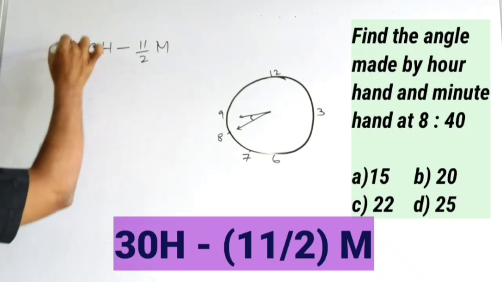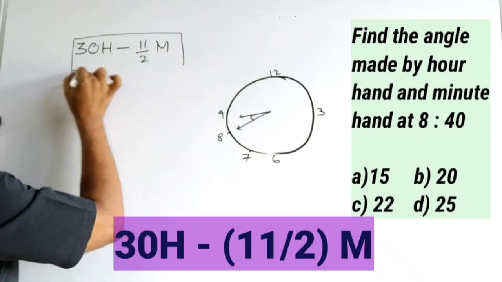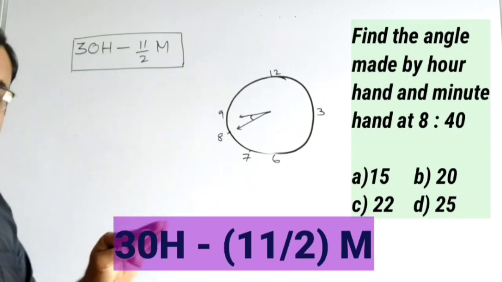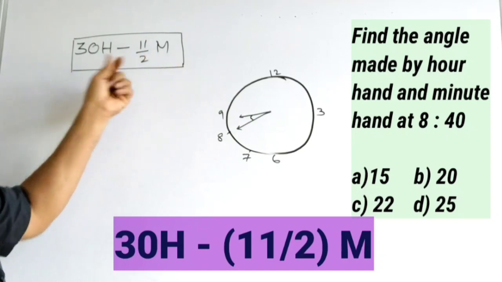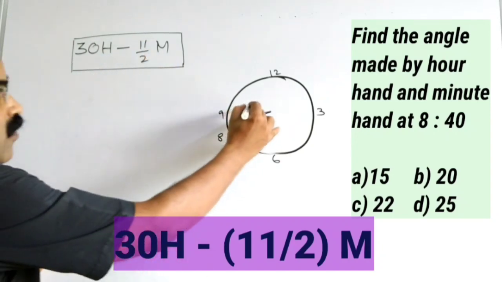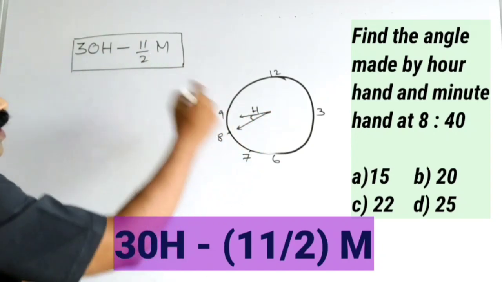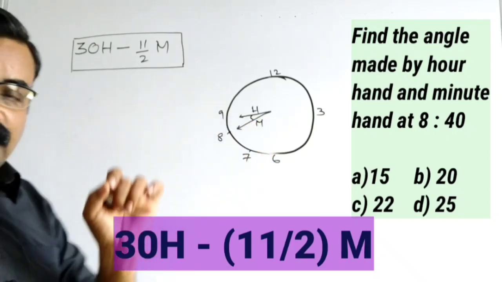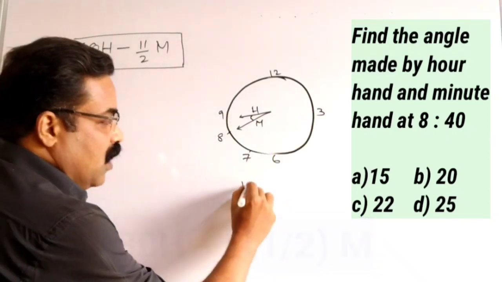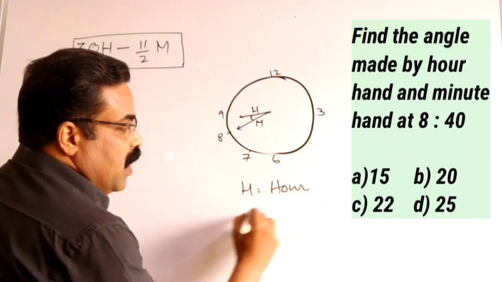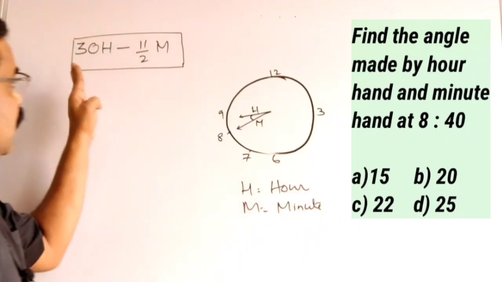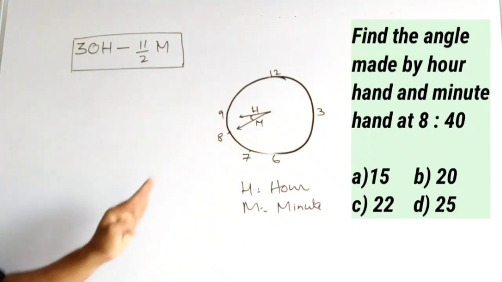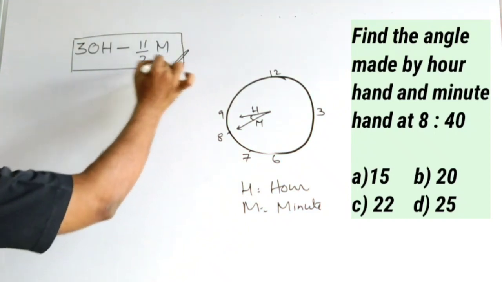Very important formula. All these type of questions you can solve using this formula, 30h minus 11 by 2m. H stands for hour and m stands for minute. So 30h minus 11 by 2m. Just remember this formula, that's it.